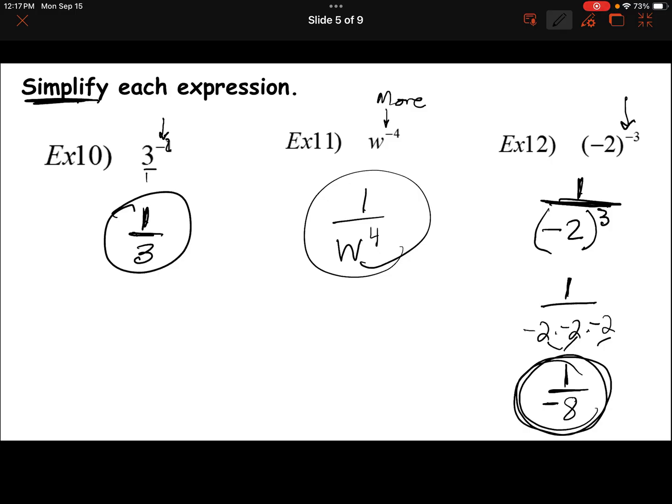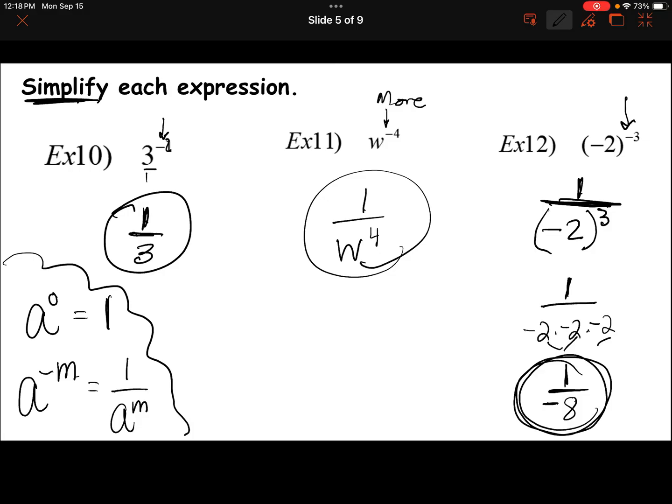That's the basis of the 2 new rules we learned today. A to the 0 is 1, and A to a negative m means 1 over A to the m. It means it moves. Monday when you come back, we will be doing some problems that have it already starting in the bottom. If it's already in the bottom, that means it will move to the top. What you need to know right now for today is how to apply those 2 rules.